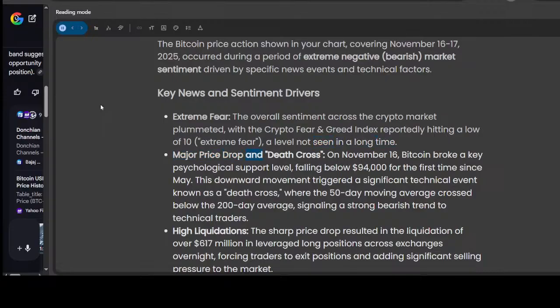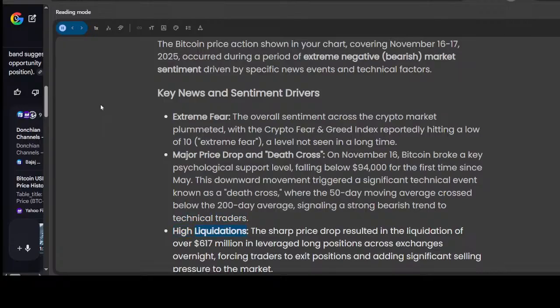Major price drop and death cross. On November 16, Bitcoin broke a key psychological support level, falling below $94,000 for the first time since May. This downward movement triggered a significant technical event known as a death cross, where the 50-day moving average crossed below the 200-day average, signaling a strong bearish trend to technical traders.